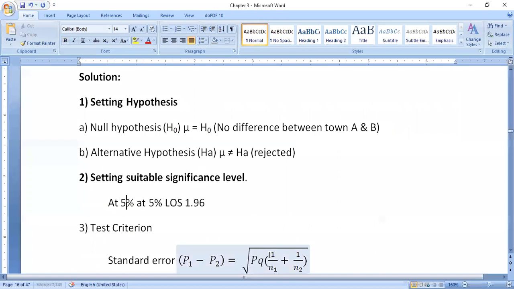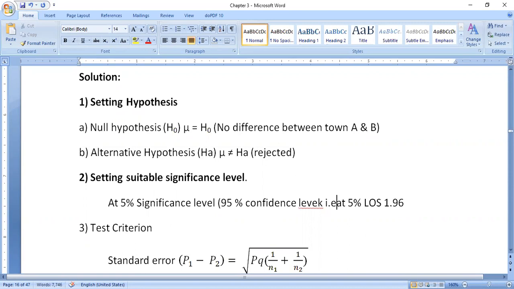5% significance level, 95% confidence level, that is 1.96. Okay, that is 1.96. In this way you have to write in the second step.